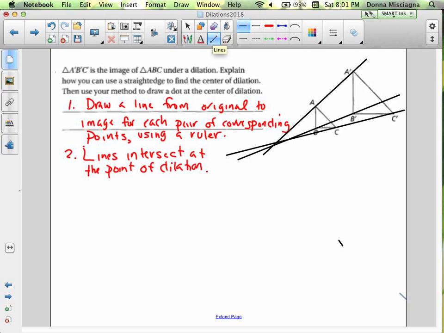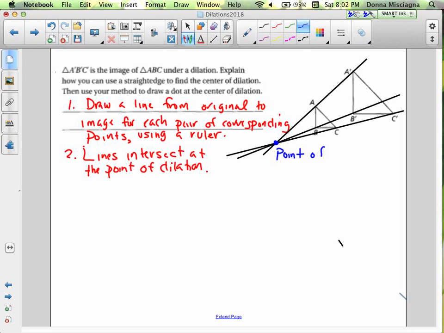And you see how they all intersect in a point? Let me fix this one, though. There we go. Let's make sure everybody looks good. This is the only one I think that's a teensy bit off. There we go. And right here is your point of dilation.